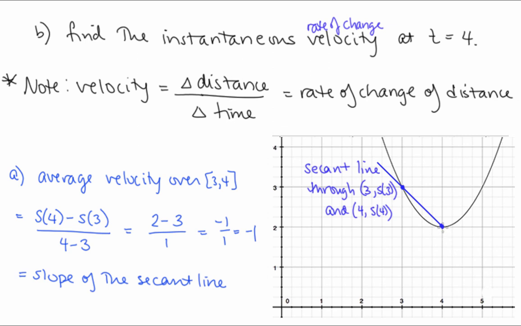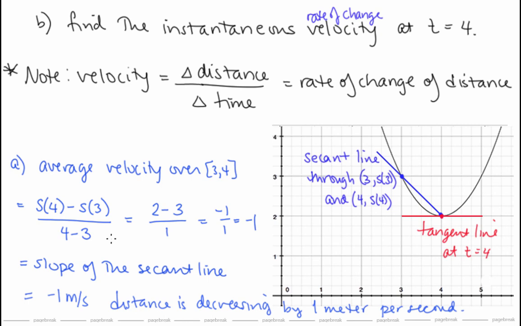We're looking at s of 4 minus s of 3 over 4 minus 3. That's the slope of the secant line, and that's -1 in this case. And we should pay attention to the units here. Notice that in the numerator we're subtracting distance values, and in the denominator we're subtracting time values. So this is -1 meters per second. This is saying that the distance is decreasing by 1 meter per second. That's the average velocity over the time interval [3, 4].